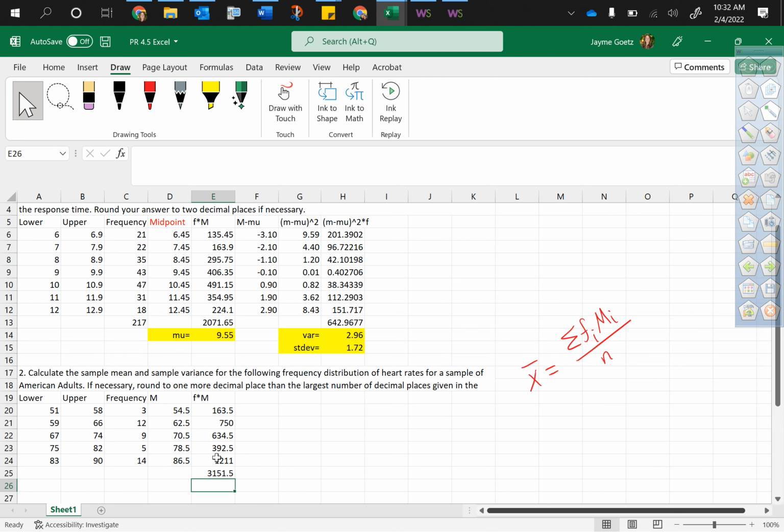Now what? We divide by the sample size. How do I find out the sample size? Very good. We find the sum of the frequency. So equals sum of all of these.